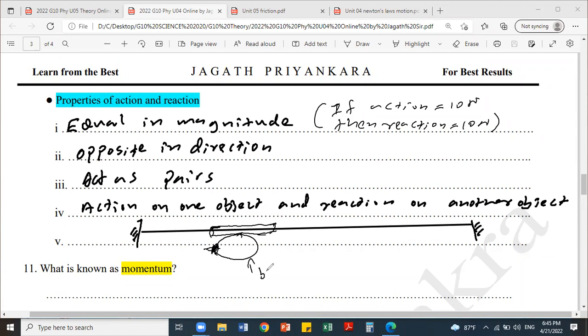So a balloon filled with air, and here you have a pen tube or a straw. And then you have a string or a wire here. You have to stretch the wire or rubber band.